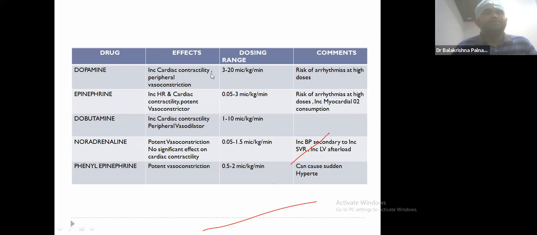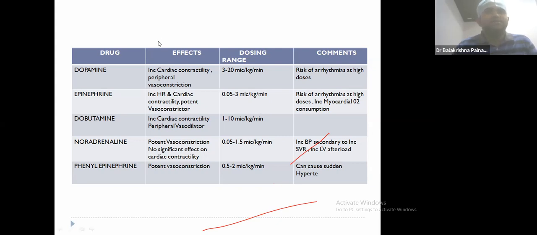Whereas your dopamine will increase the cardiac contractility and it will cause peripheral vasoconstriction, and the risk of arrhythmias is quite high, with increased hospital stay and increased risk of mortality, and increased heart rate is one common side effect with dopamine. Dobutamine or milrinone are both inodilators. Basically, they will increase the cardiac contractility, and at the same time, they will reduce your systemic vascular resistance also. That is the reason dobutamine and milrinone are termed inodilators.